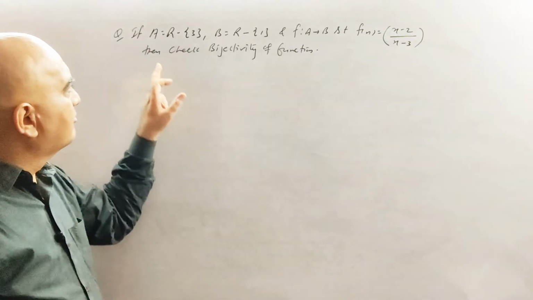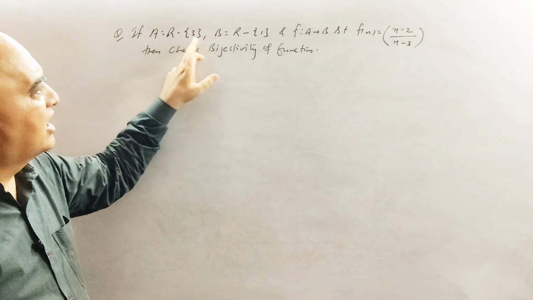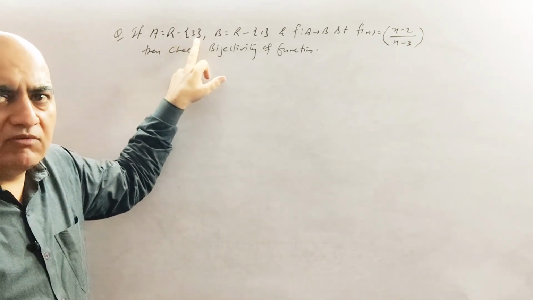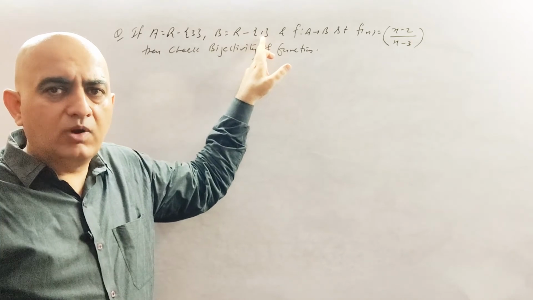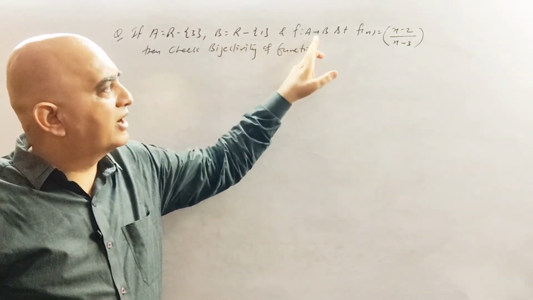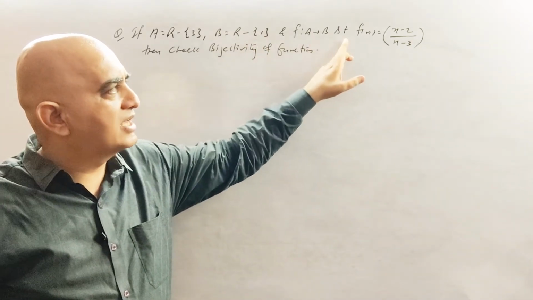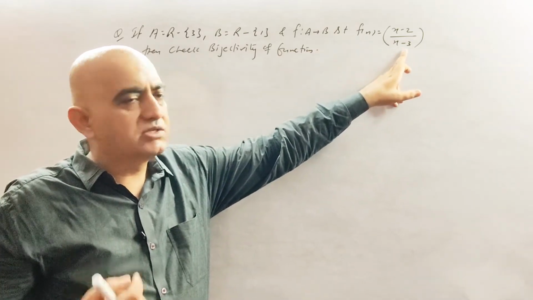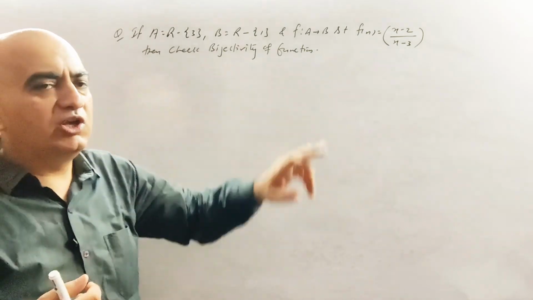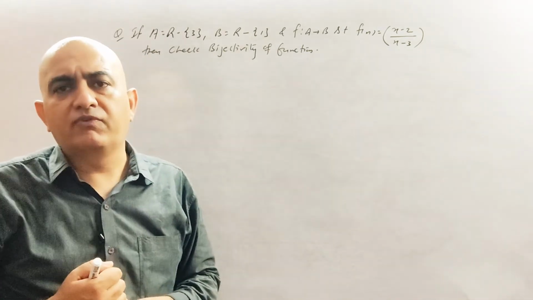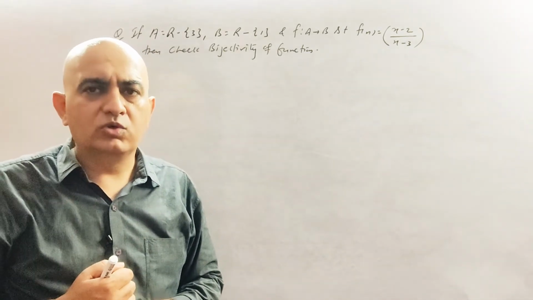Suppose we have A is a set which contains R minus 3, matlab excluding 3 we have all the real numbers, and B is R minus 1, excluding 1 all the real numbers. f is defined from A to B such that f(x) is equal to (x minus 2) upon (x minus 3). Check the bijectivity of the function. We have to check whether the given function is one-one or not, onto or not, right?